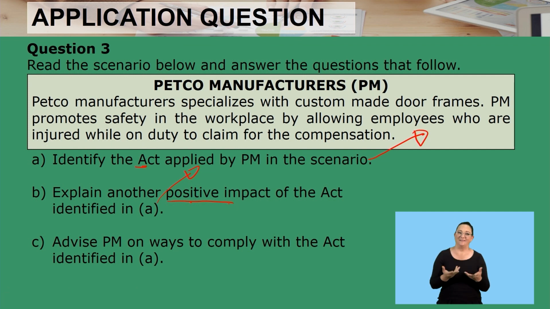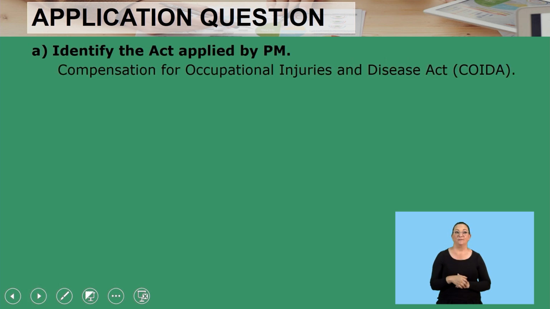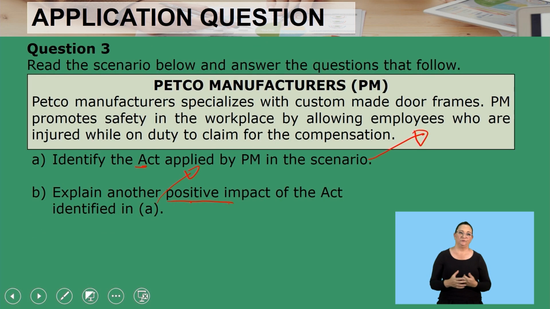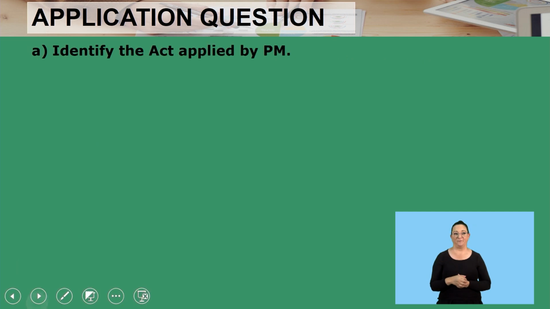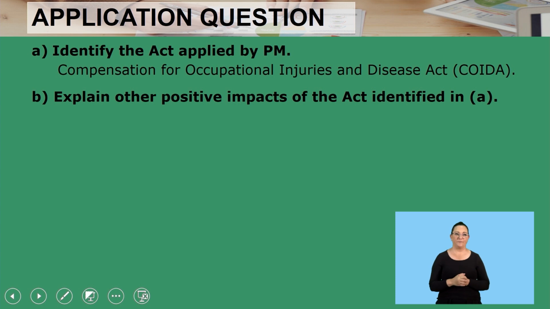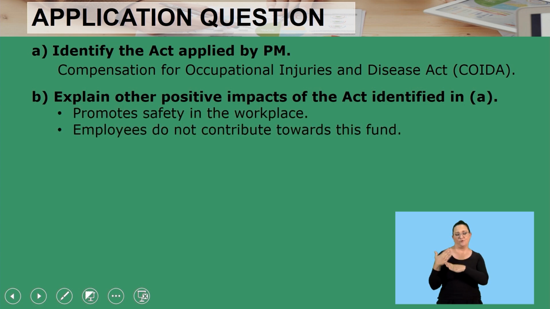It's fine. So identify the act that is applied. Yes, that is the Compensation for Occupational Injuries and Diseases Act. But how do we know? They spoke about safety. They promote safety in the workplace by allowing employees who are injured while on duty to claim for compensation. So that was just a giveaway, don't you think? The second question says, explain other positive impacts of the act identified in A. So it promotes safety in the workplace. Employees do not contribute towards the fund. Only the employers contribute. So it's good for employees. They just work and comply with the legislation without contributing anything towards it.